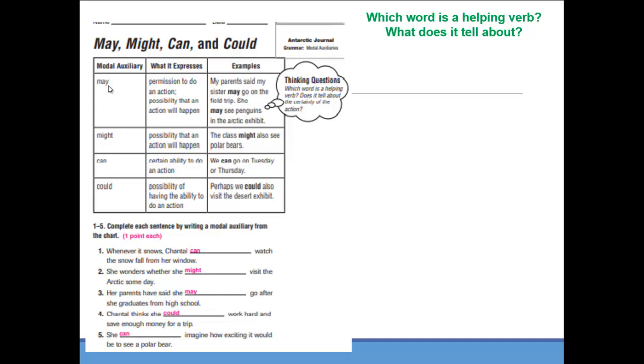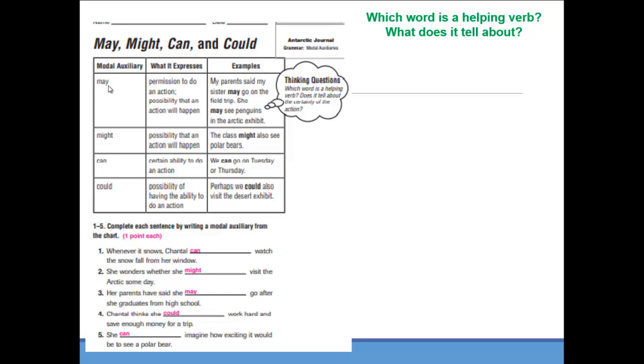What does it express exactly? It also shows possibility that the action will happen. It is possible that the action will happen. Let's read the example. The class might also see polar bears. So, where is the verb? Might see. Where is the helping verb? Might. The main verb, see.